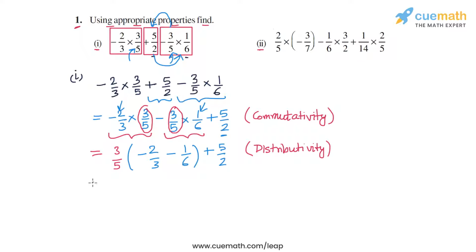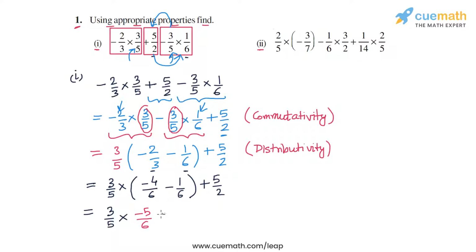Alright, now let's simplify this. So now we have 3 by 5 into the bracket minus 2 by 3 minus 1 by 6. Let's take the LCM and combine these two terms. Minus 2 by 3 can be written as minus 4 by 6, and then we have minus 1 by 6, and we have the plus 5 by 2 term. So minus 4 by 6 minus 1 by 6 is minus 5 by 6. So we get 3 by 5 into minus 5 by 6, and then we have plus 5 by 2.